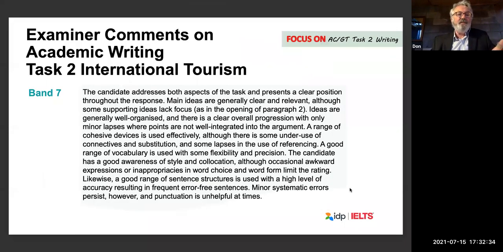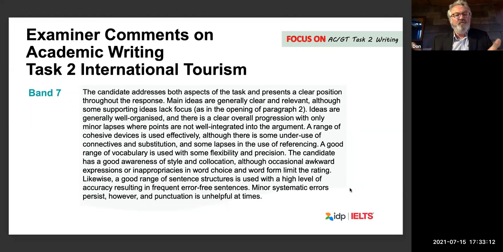The assessment panel for this essay said this about this essay. And basically, it's what I just said, that the candidate addresses all parts of the task, so it gets a 7, and presents a clear position. However, though the ideas are well organized and there is a clear progression, there is some underuse of connectives and substitution and some lapses in the use of referencing. And this is why it gets a 6 for that criteria.